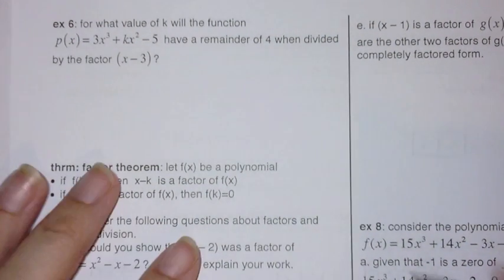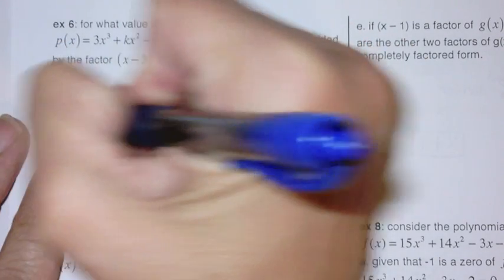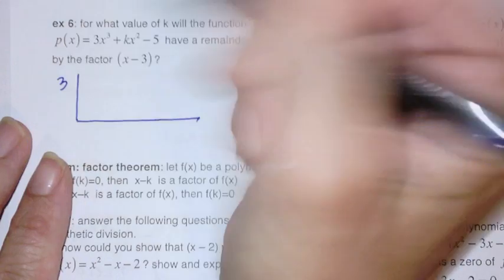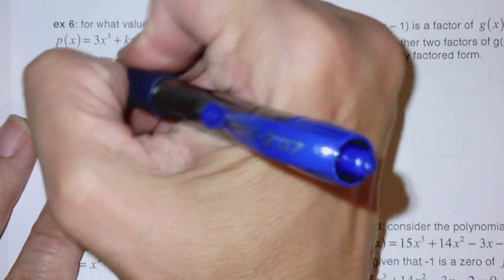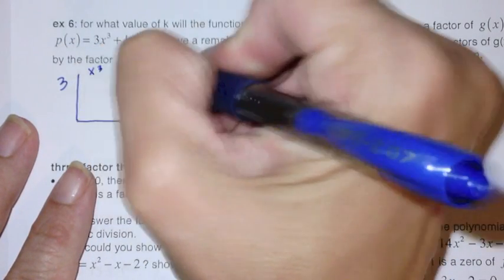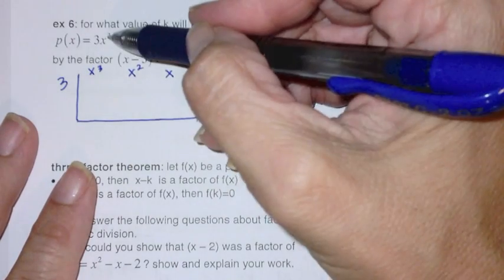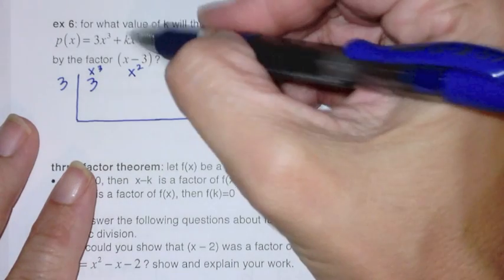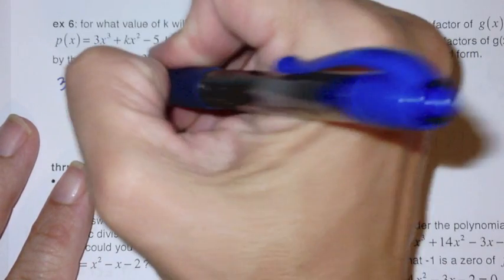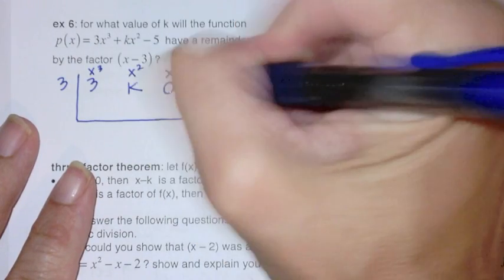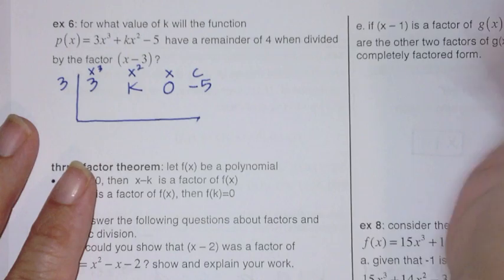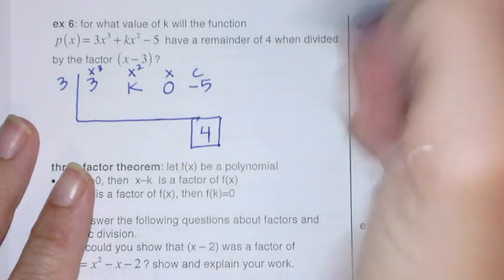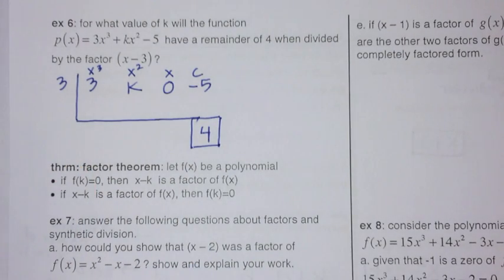For this one, because it's a linear factor, I am going to use synthetic division. And again, the highest power of x is cubed, so I'm going to write that. So I have 3, and then the coefficient that goes with x squared is k. There's nothing with x, and then negative 5. And this tells us that it's going to have a remainder of 4. So here's the setup for it.